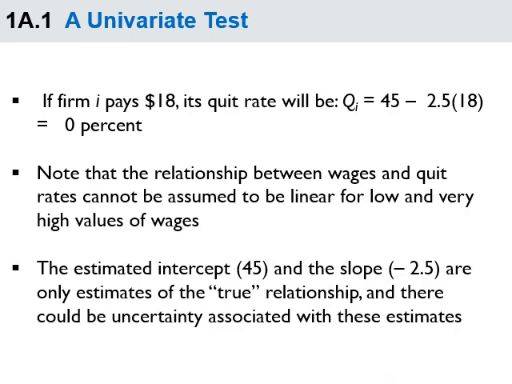طيب انا دلوقتي if the firm pay $18 فانا عايزة احسب الـ annual quit rate، هلاقي الـ annual quit rate في الاخر equal to 0. We have to note that the relationship between the wages and the quit rate cannot be assumed to be linear for low and very high values of wages. This is very simple regression actually. And the estimated intercept beta node والslope اللي هو beta 1 are only estimates of the true relationship and there could be uncertainty associated with these estimates اللي موجودة في الequation نفسها.